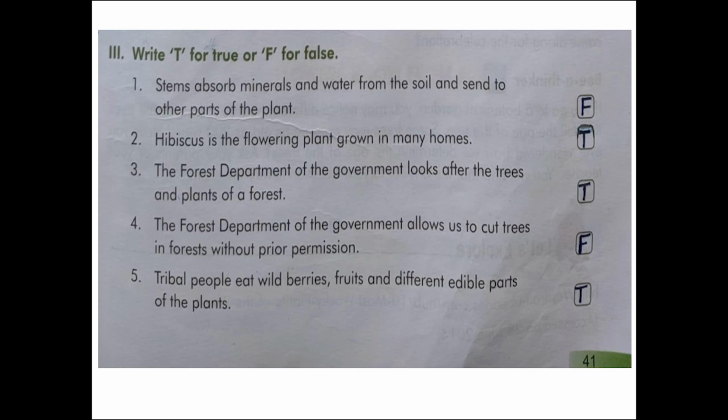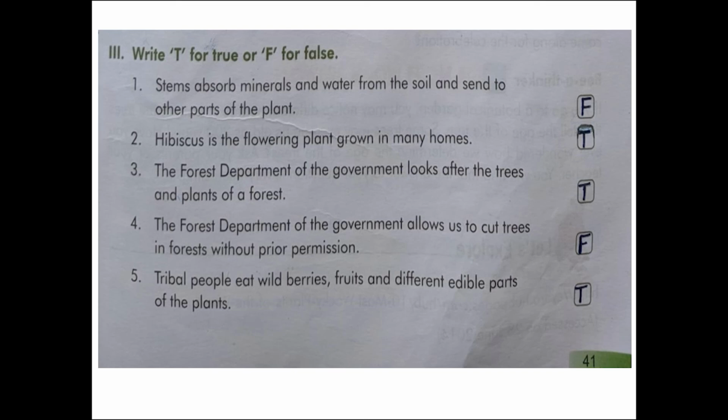Our next exercise is write T for true or F for false. Number 1. Stems absorb minerals and water from the soil and send to other parts of the plant. That is false. Number 2. Hibiscus is the flowering plant grown in many homes. That is true.